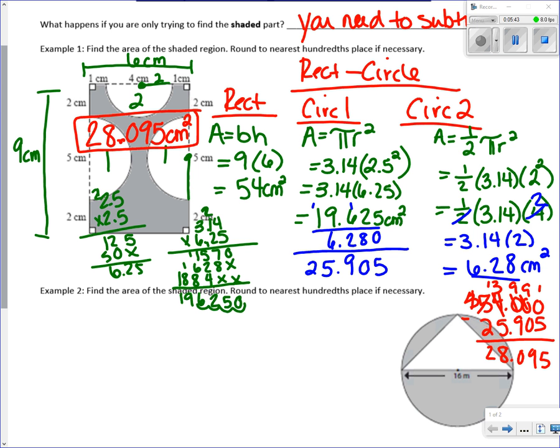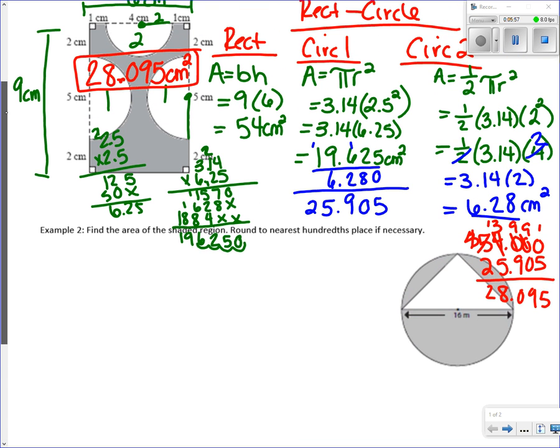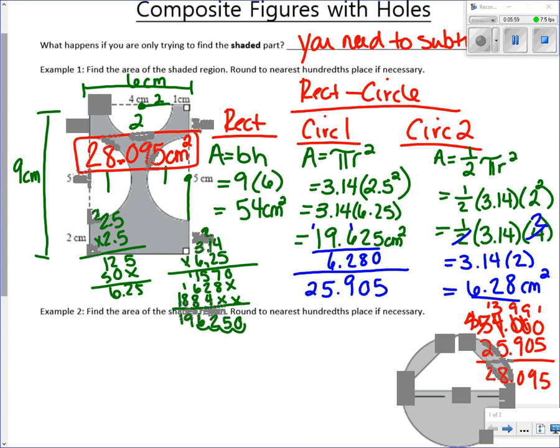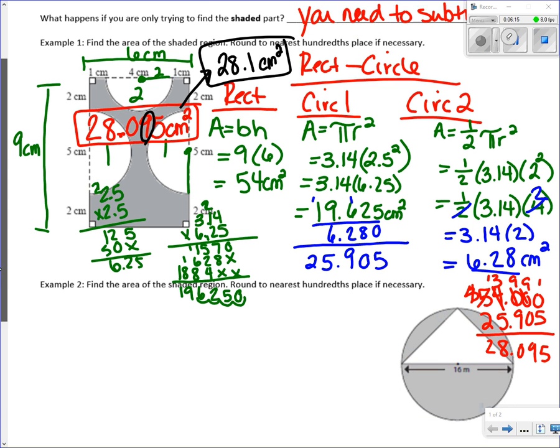Okay, I'm going to do number 2. Example 2, we're going to erase. Oh wait, sorry. I messed up. I didn't pay attention to my directions. Sorry guys. So if it rounds to the hundredth place, so which is this 9 right here, my 5 bounces my 9 up to a 10, which bounces the next one up to a 10. So that changes my answer to 28.1 centimeters squared. Sorry guys.